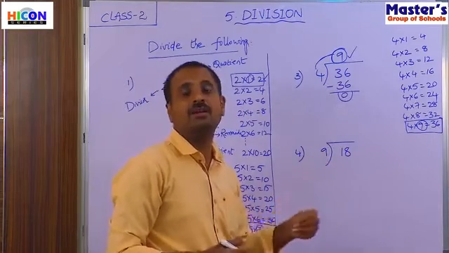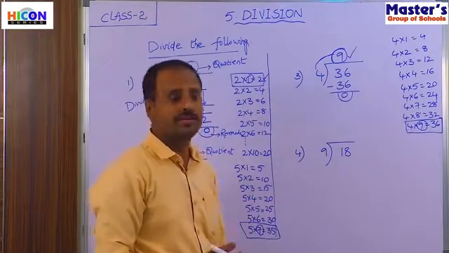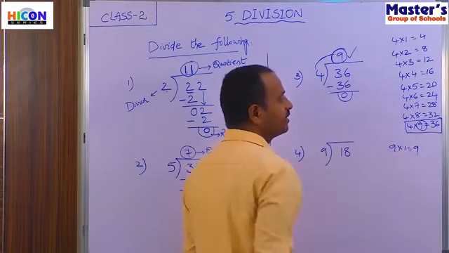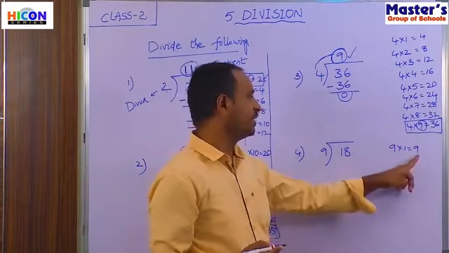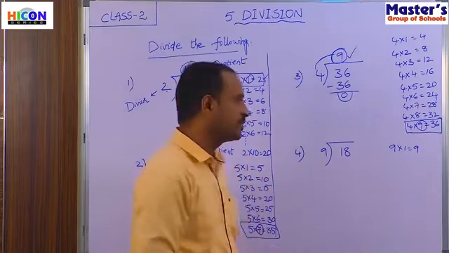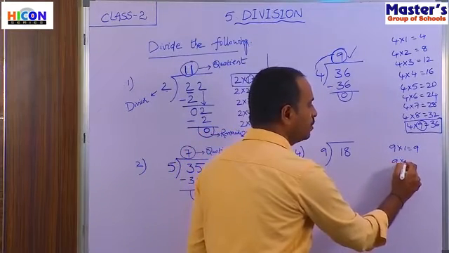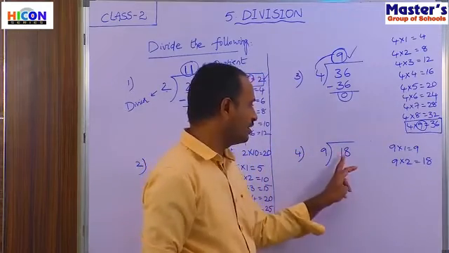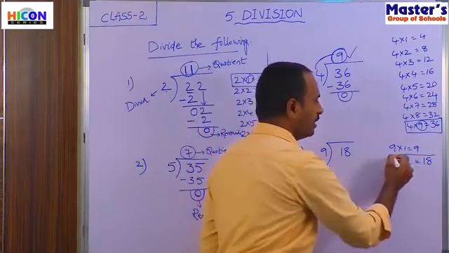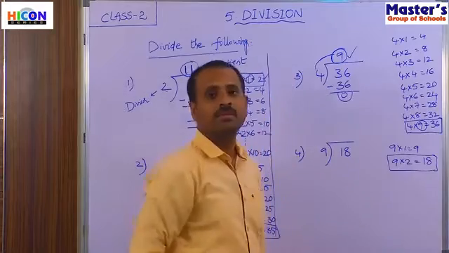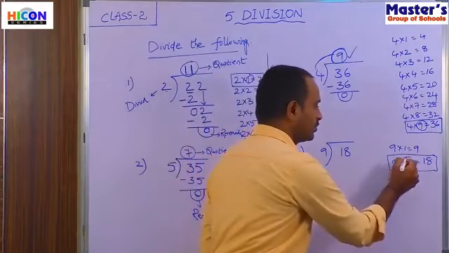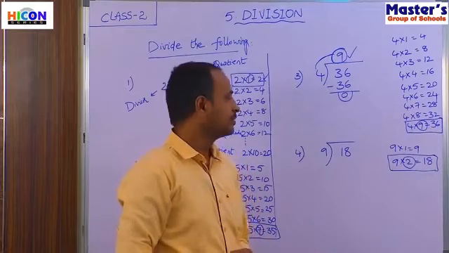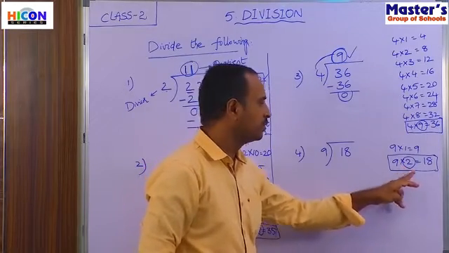Let us recall the ninth table, that is the table of 9. 9 ones are 9. If you take 1 time, you will get 9. Now take 2 times. That is 9 twos are 18. So now we have got the number 18. How many times? We have to take 2 times. So 2 times 9 is 18. We have to take 2 times to get 18.